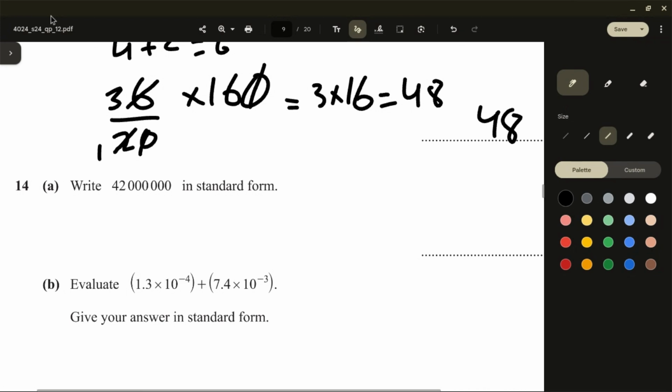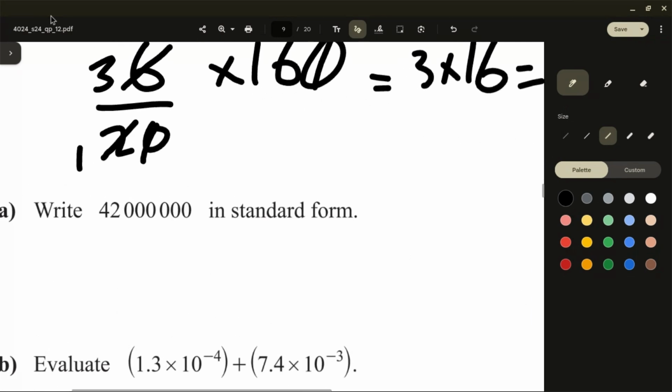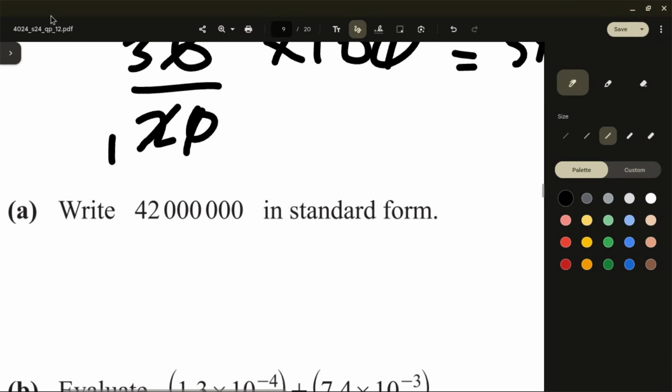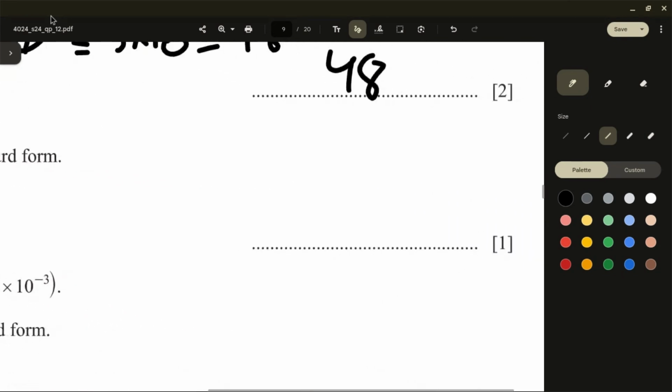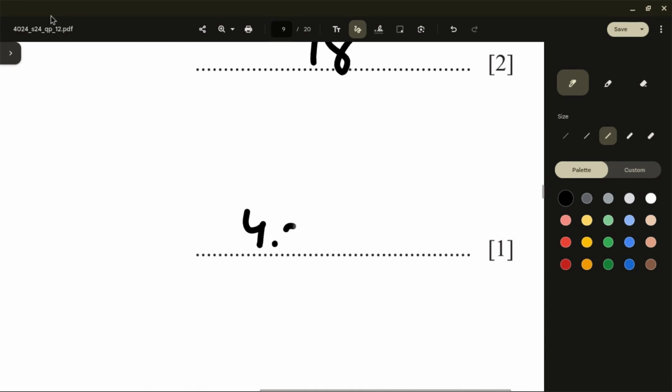Write 42 million in standard form. To write in standard form we use powers of 10, so we need to see how far we move the decimal point to make it standard form. Right now the decimal is over here. So we will move it 1, 2, 3, 4, 5, 6, 7 times. So the value will be 4.2 multiplied by 10 to the power 7. So we'll write it over here like 4.2 multiplied by 10 to the power 7.